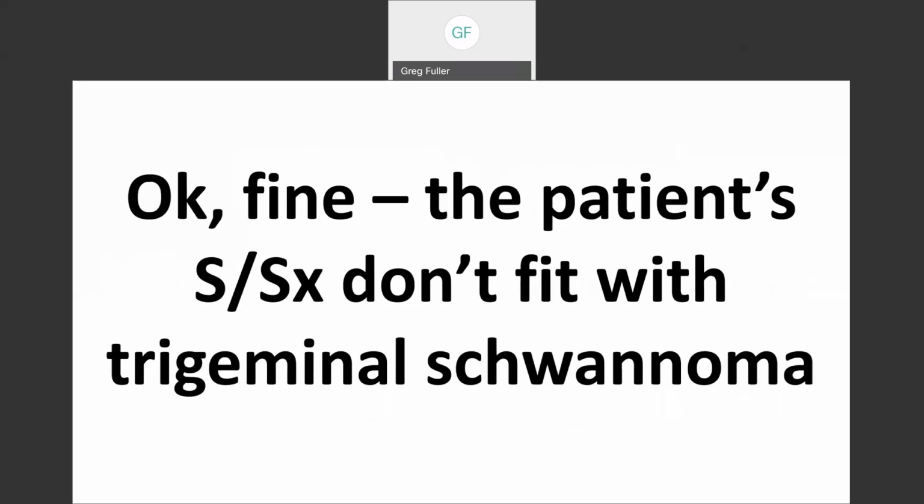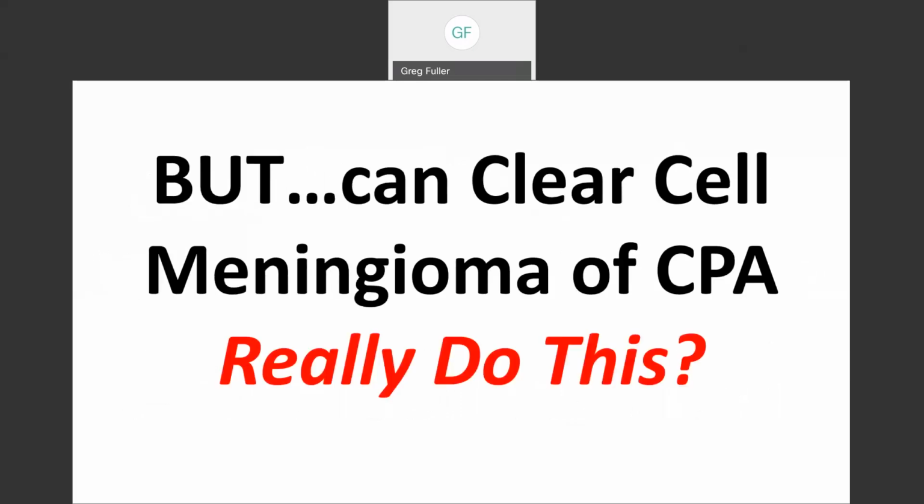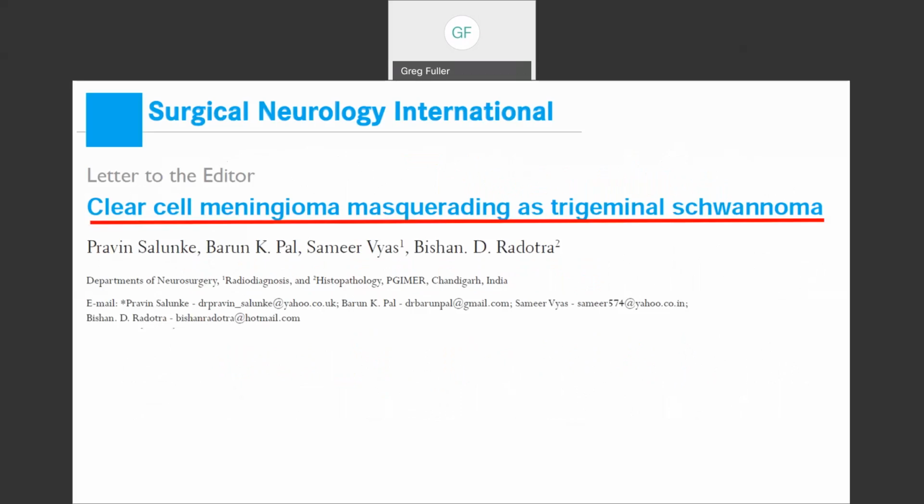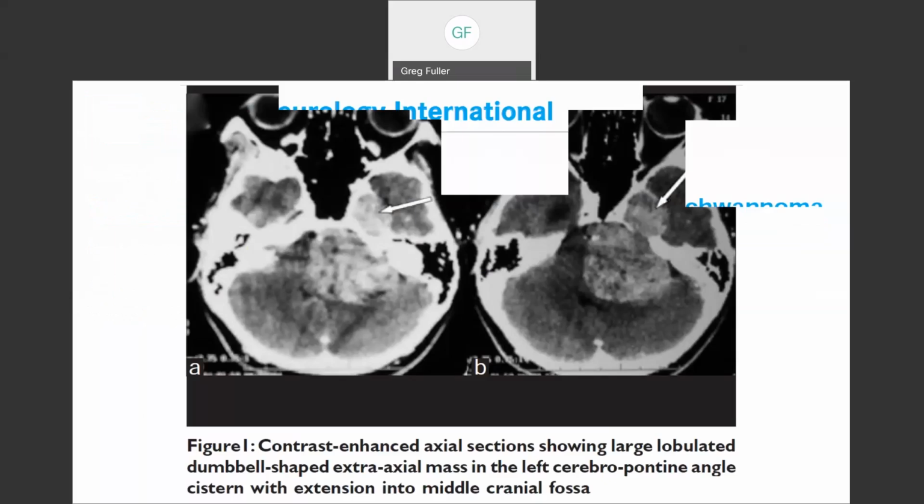The patient's signs and symptoms don't fit with trigeminal schwannoma. Fine, but can clear cell meningioma of the cerebellopontine angle really do this? I mean, mimic trigeminal schwannoma this well on imaging? Well, I don't know. What does this paper say? Clear cell meningioma masquerading as trigeminal schwannoma. Oh, let's look at it.